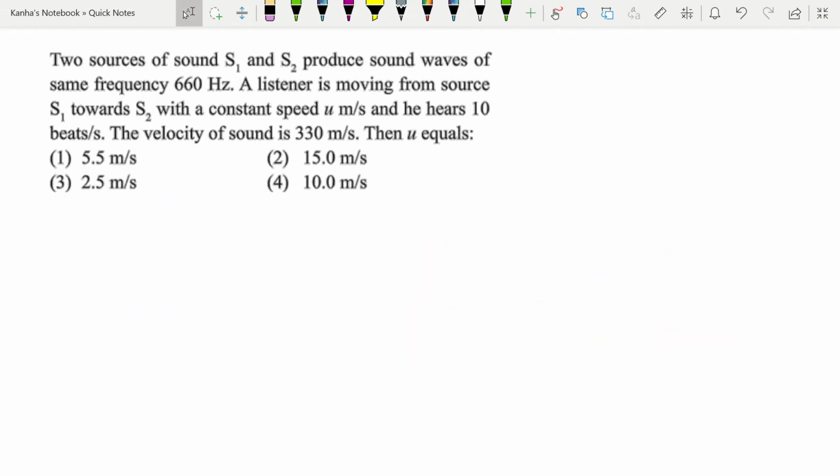In this question, we will talk about the beat frequency. Two sources of sound, S1 and S2, produce sound waves of the same frequency, 660 hertz. So I have a source S1, I have a source S2, both producing sound waves of 660 hertz. A listener or observer is moving from source S1 towards S2 with a constant speed of u meters per second.